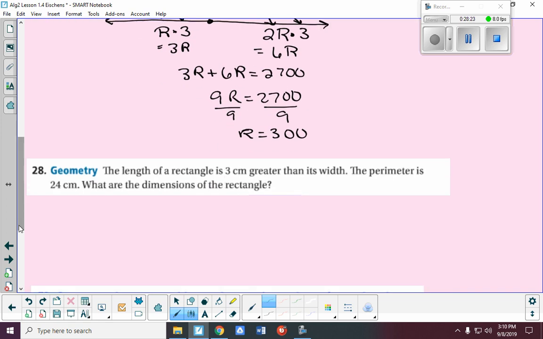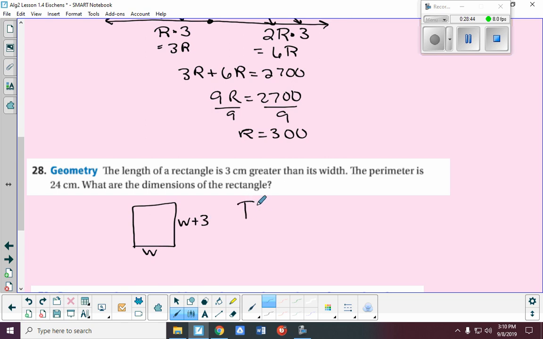Here is a geometry problem. The length of a rectangle is 3 centimeters greater than the width. Okay, so this is the width. The length is 3 centimeters greater. We don't know it, but we need to use the same variable, so we'll call this the width plus 3. And it says the perimeter is 24.